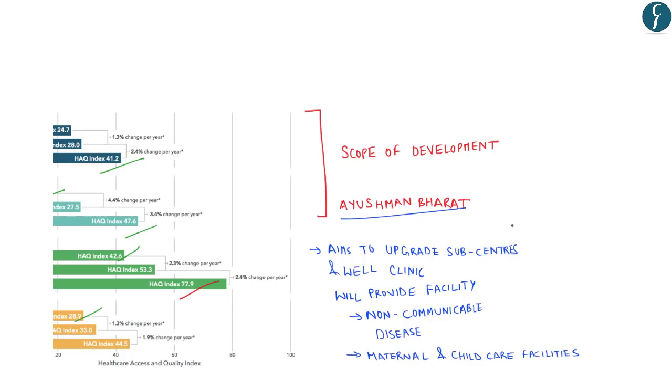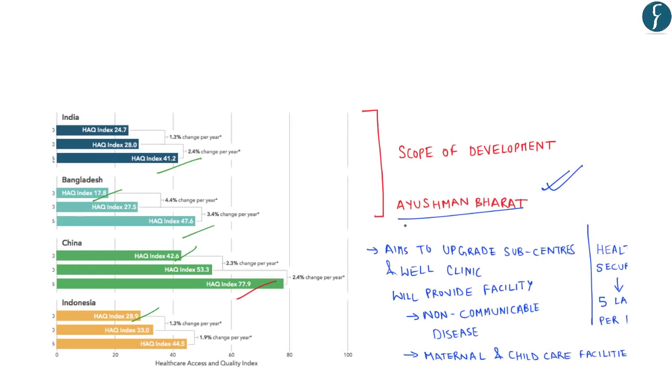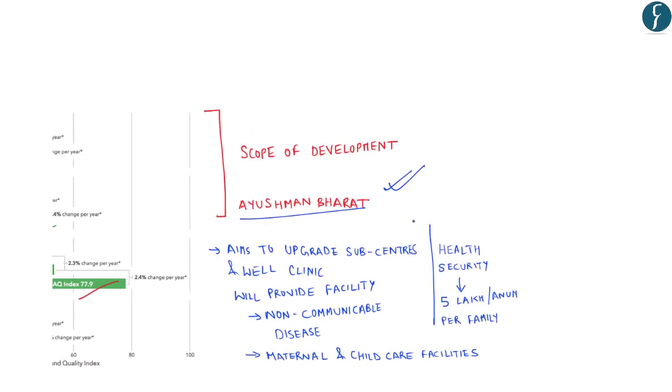And apart from this, the Ayushman Bharat scheme also aims to provide health security to 40% of India's population by providing them a sum assured of rupees 5 lakh per year per family. So with the help of Ayushman Bharat, India aims to improve its ranking status in the health quality index and also aims to provide proper health facilities and access to people living across India, including the rural sectors.